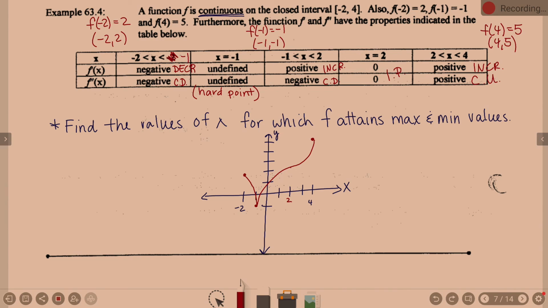But now we just wanted max and min values. When does the min happen? When x equals -1. When does the max happen? At x equals 4.